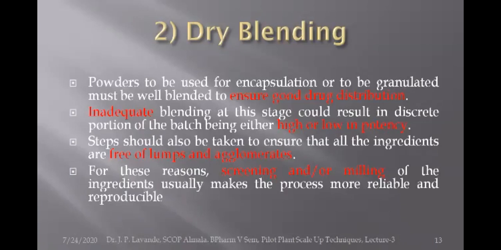Steps should also be taken to ensure that all the ingredients are free of lumps and agglomerates, otherwise that will lead to dose dumping. For these reasons, screening and milling of the ingredients usually makes the process more reliable and reproducible. So before going for mixing or blending, the material should be subjected to screening to get materials of uniform size, so that there is uniform distribution.